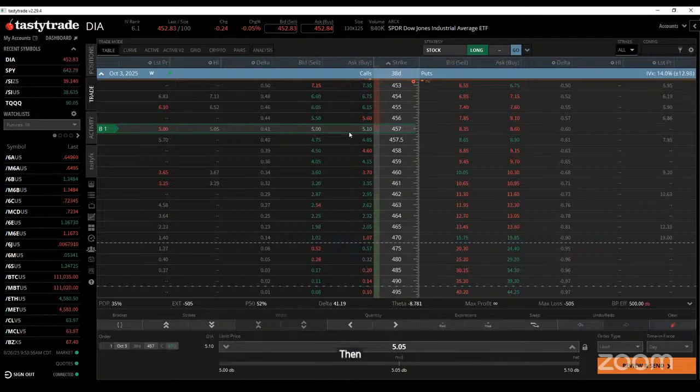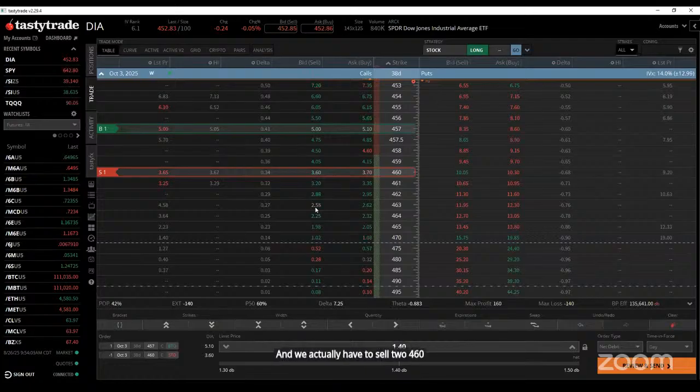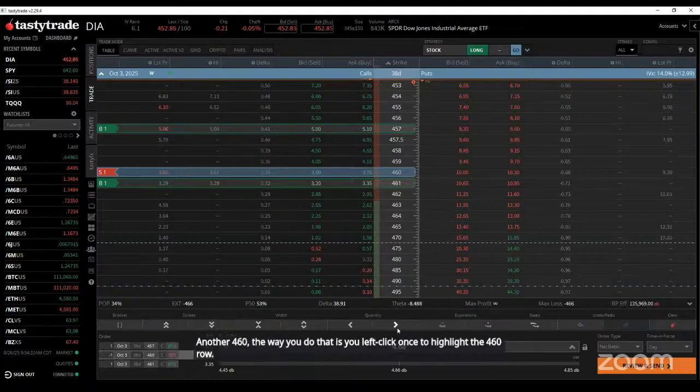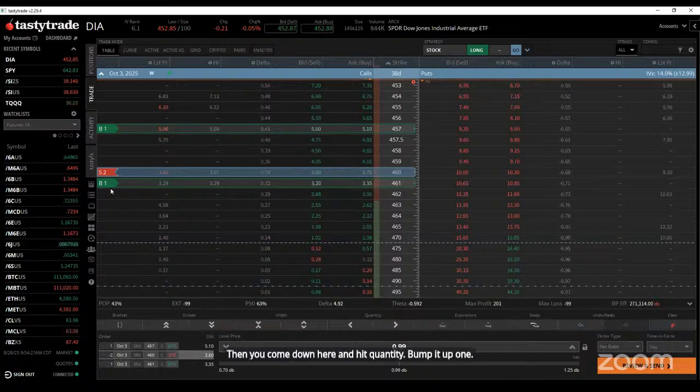Then got to sell a 460, and we actually have to sell two 460s, and I'll add the second 460 last. But for now, I'll click on buy the 461, and then I'll remember to go back and add another 460. The way you do that is you left click once to highlight the 460 row. Then you come down here and hit quantity, bump it up one. Now you got a 121.